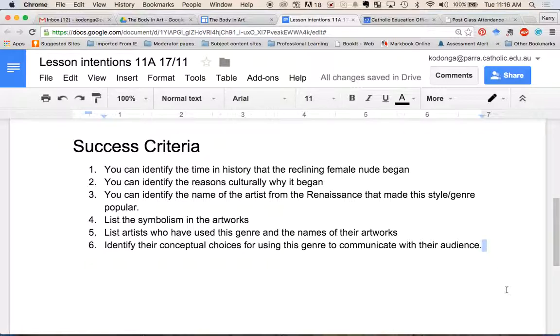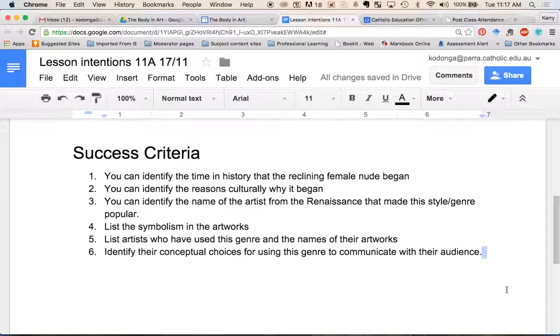Fourth, list the symbolism in the artworks. Fifth, list artists who have used this genre and the names of their artworks. And finally, identify these artists' conceptual choices for using this genre to communicate with their audiences. So that's what we're hoping to achieve by the end of this lesson. It's a lot, because most of it we've already covered yesterday.